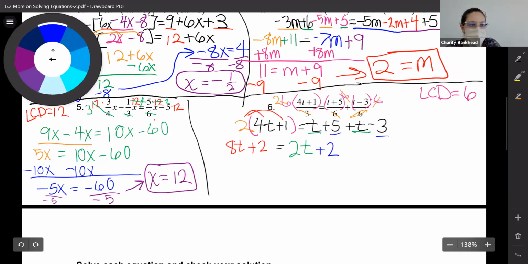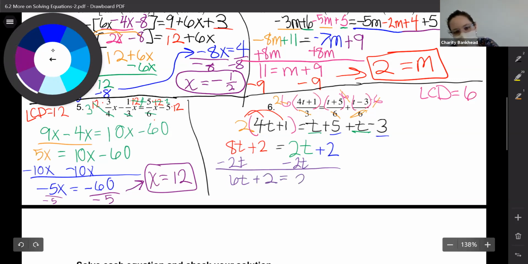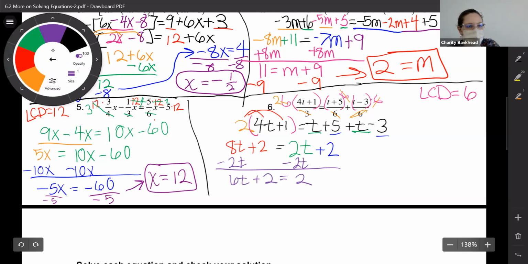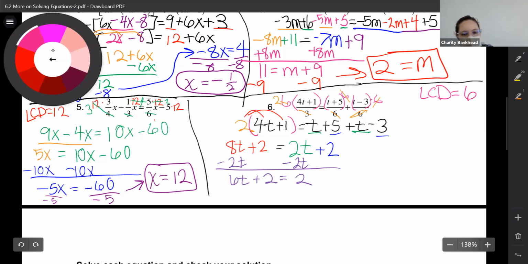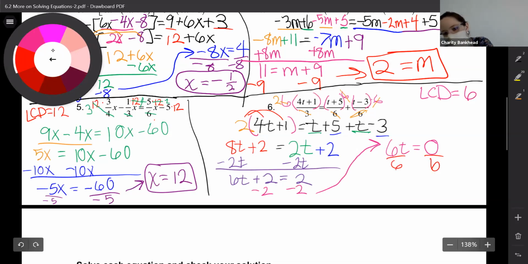All right. Okay, so now everything's simplified, but I have t on both sides, so I want to get it where I have only t on one side. So I'm going to subtract 2t from both sides. So that's going to make it 6t plus 2 equals 2. All right, and then subtract 2 from both sides. So that gives me 6t equals 0. And then I'll just divide both sides by 6, which gives me t equals 0.